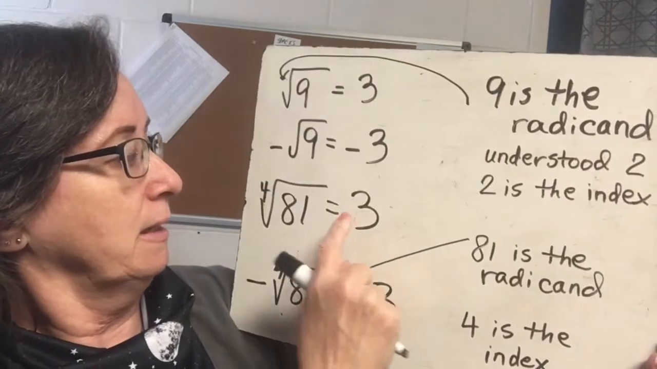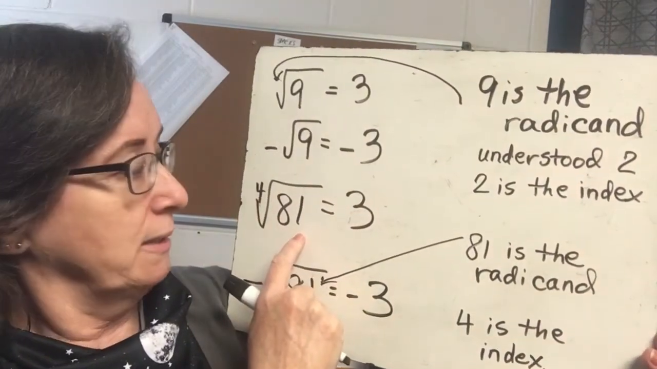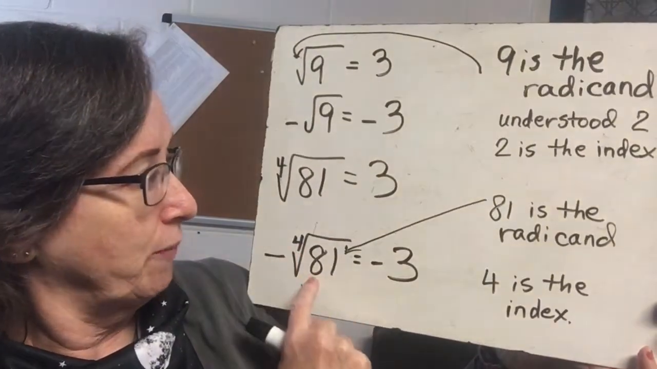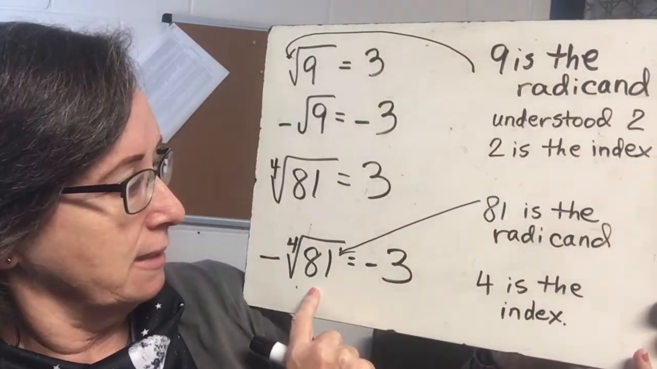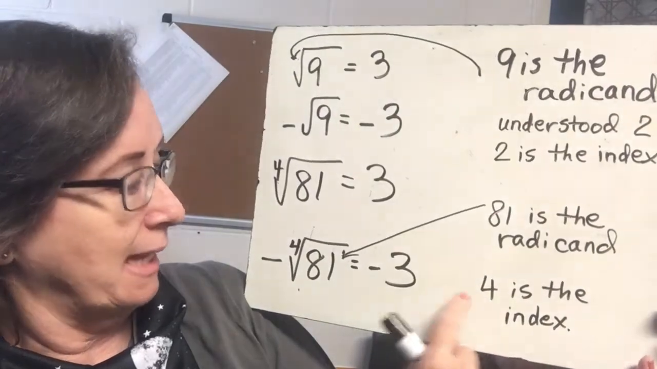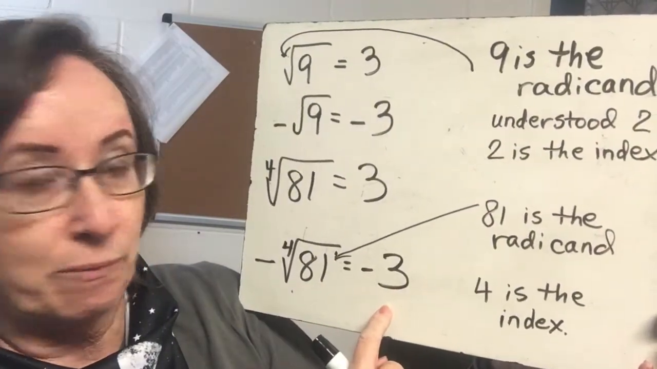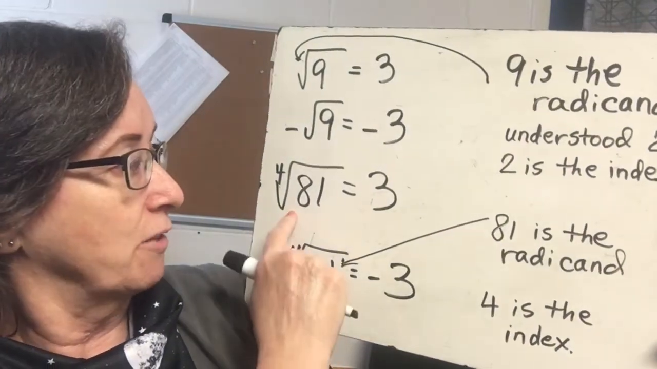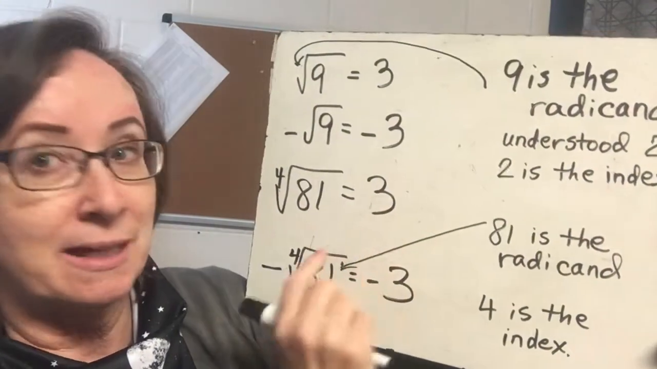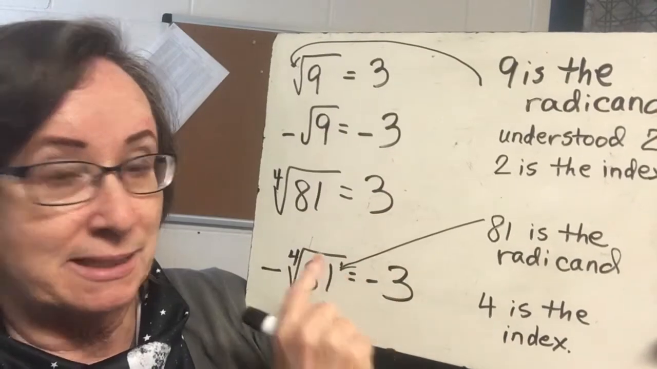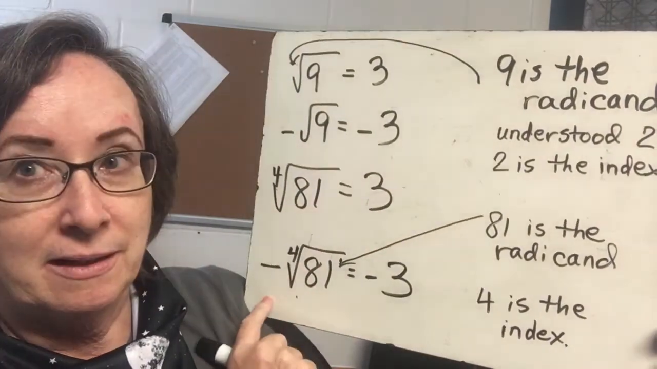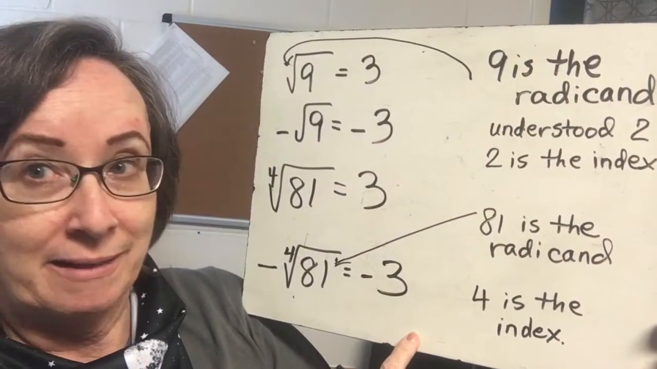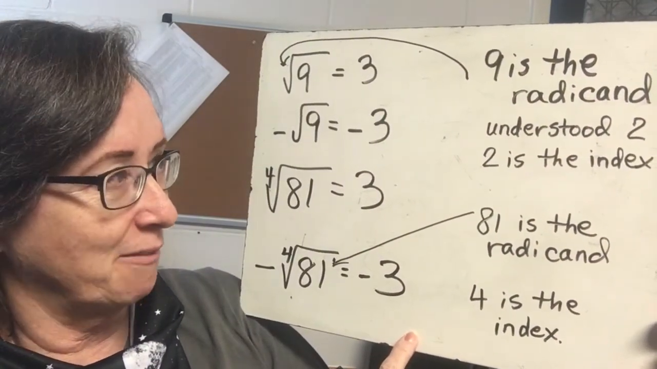On this one, the 4th root of 81 is 3. And here we can see that the 4th root of 81, 81 is the radicand, and 4 is the index. And if we want to indicate a negative 3, we would say the negative 4th root of 81. Since the 4th root of 81 is 3, because 3 times 3 times 3 times 3 equals 81, then the opposite of the 4th root of 81 will be the opposite of 3, or negative 3.